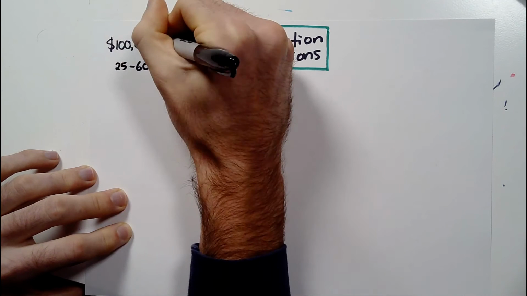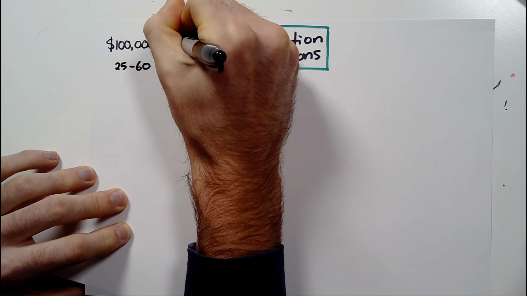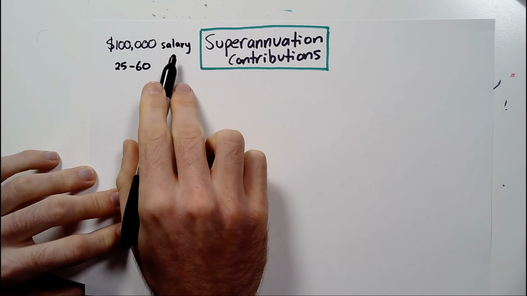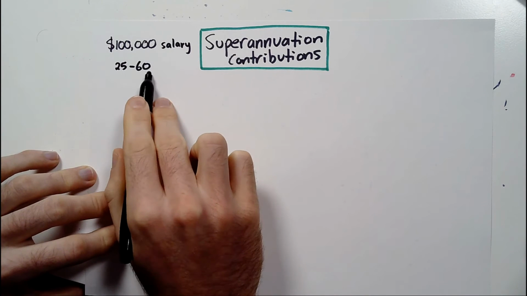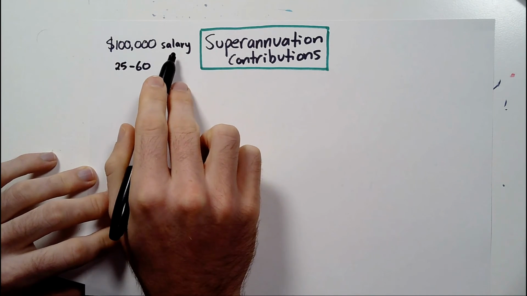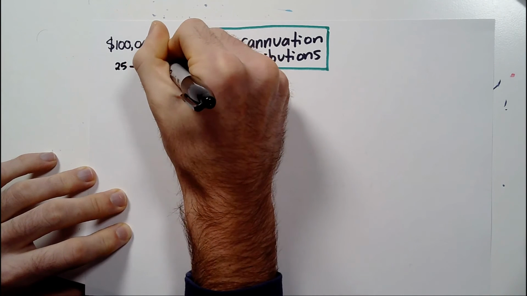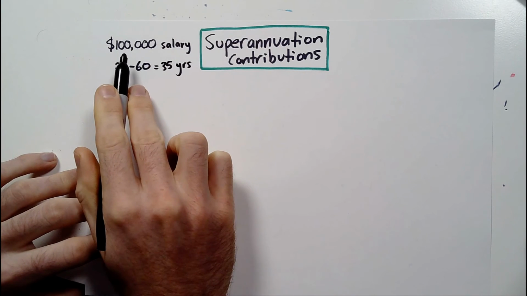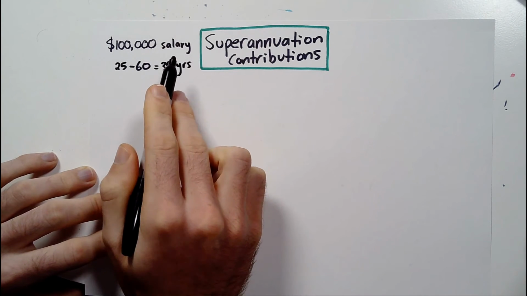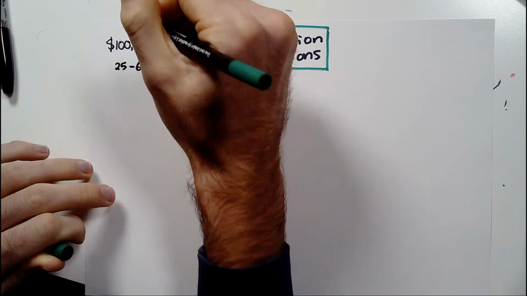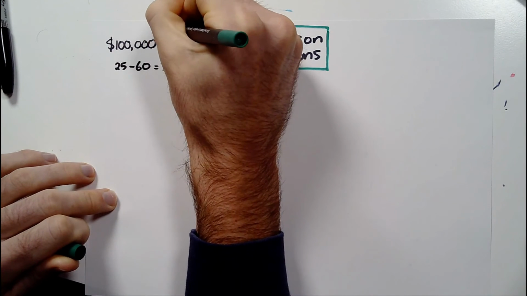And that is going to be a $100,000 salary that you get paid by an employer. So between 25 and 60, you are going to make $100,000. Now, that is 35 years of making $100,000 as a salary. Now, that is a gross salary, so I need you to remember that word. It's gross salary, which means it's before tax.